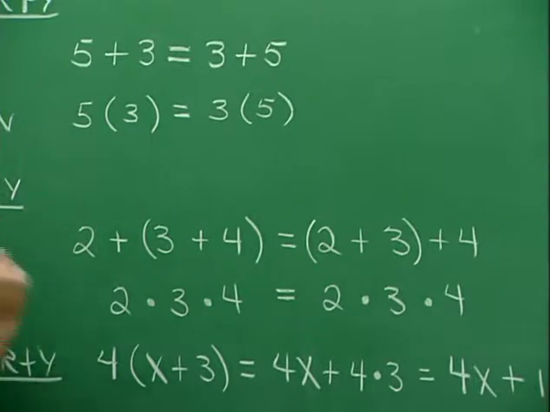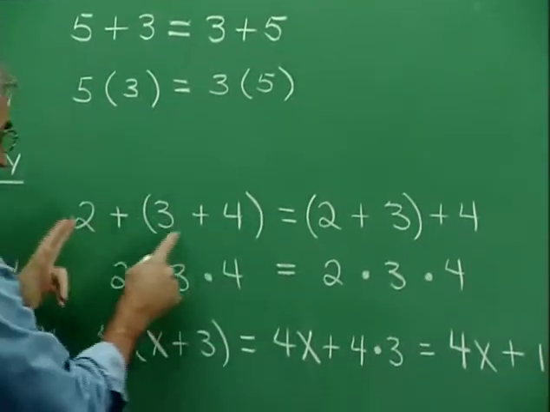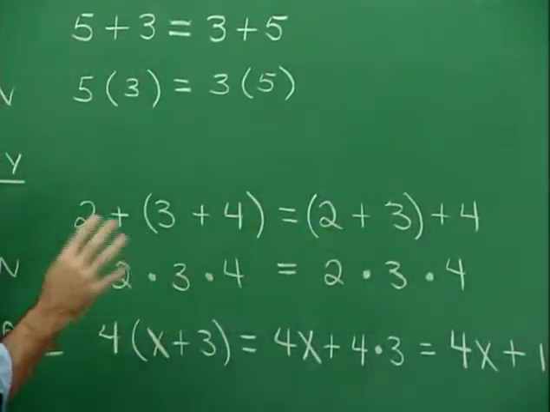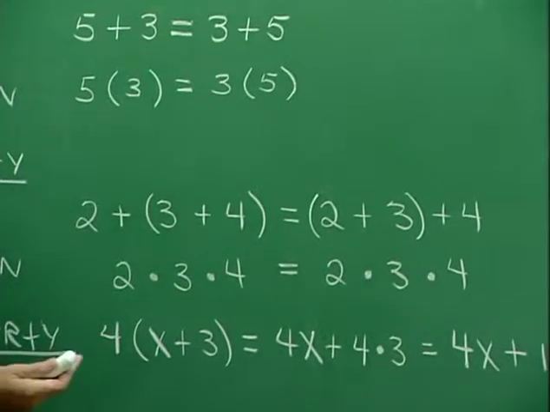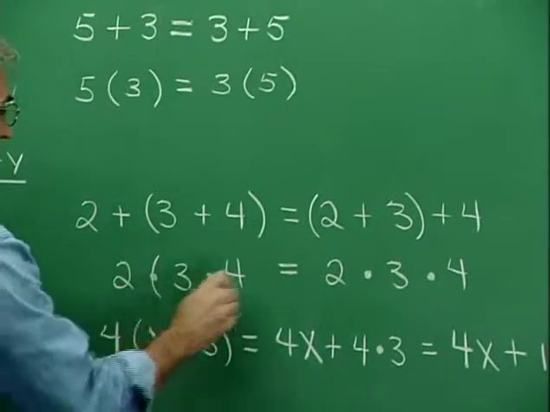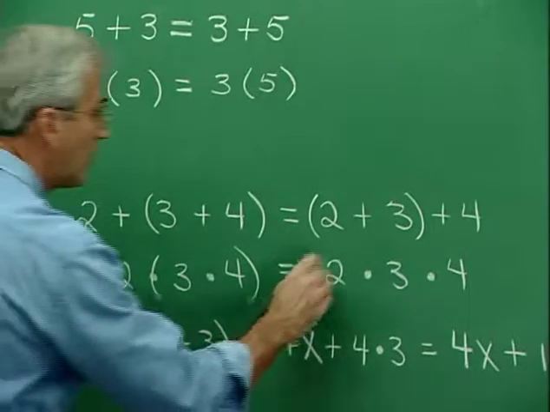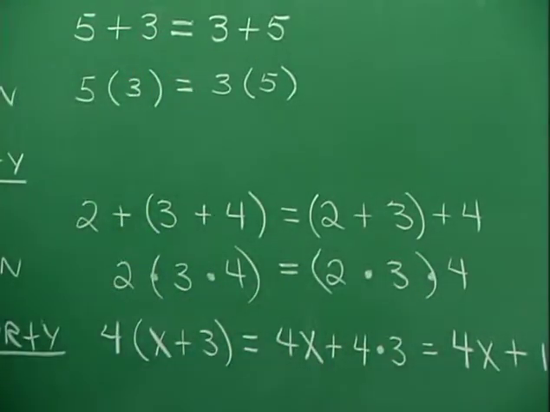Now, notice that the order of the numbers hasn't changed. We have 2, 3, and 4 in that order, 2, 3, and 4 in that order. It's only the association of them, the grouping of them, that's changed. Under multiplication, it's the same idea. If I have 3 numbers to multiply, I can multiply those 2 first and then that product times 2, or I can multiply 2 times 3 and then that product times 4 and have the same result.